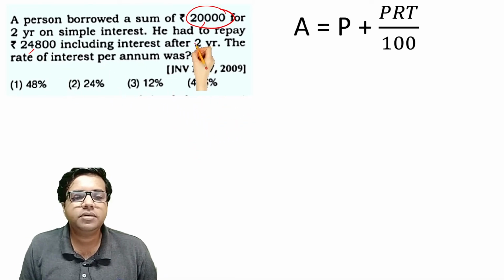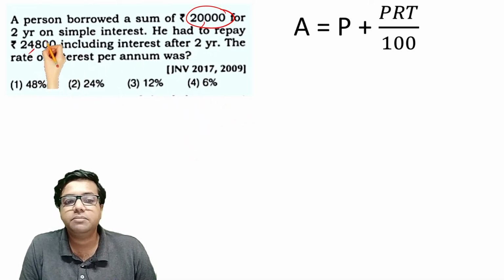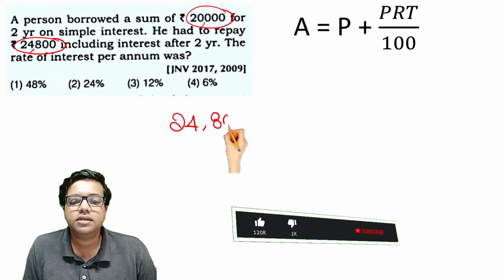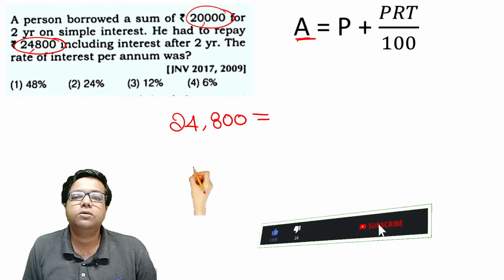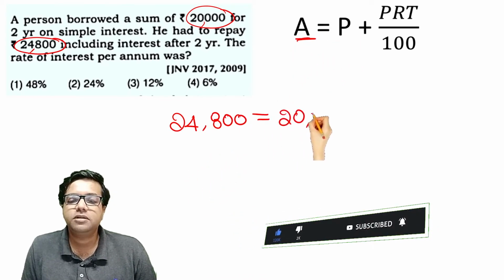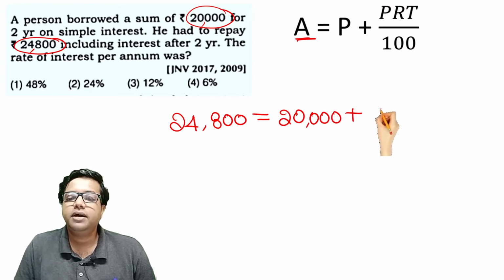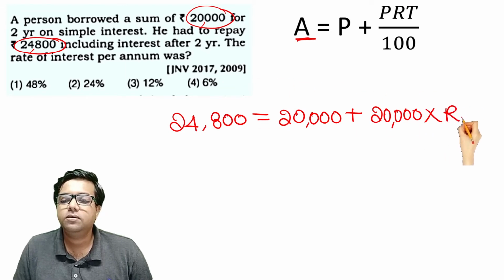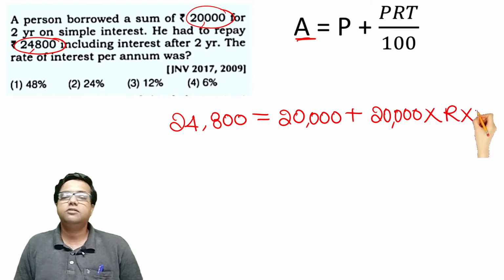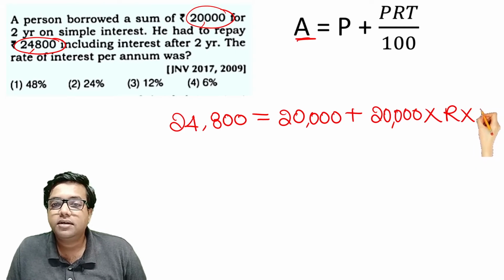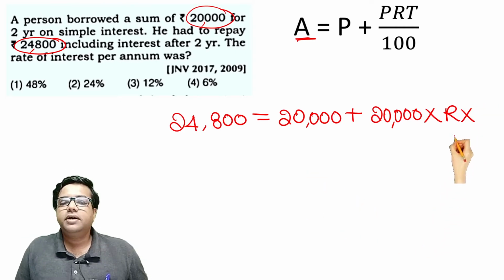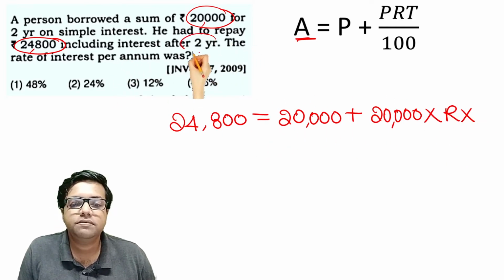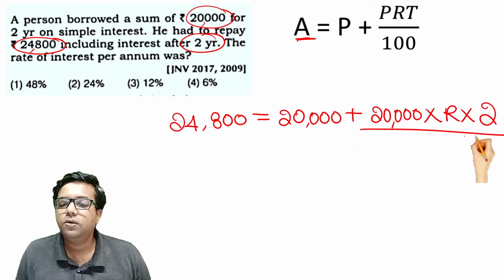So what is the total amount? The total amount he will have to repay is 24,800 rupees. The amount is equal to 24,800 rupees, which equals the principal, 20,000 rupees, plus PRT by 100, that is, principal again into the rate of interest, which we don't know. We will write it as R. And the time is already given in the question, which is 2 years. So we write 2, whole divided by 100.